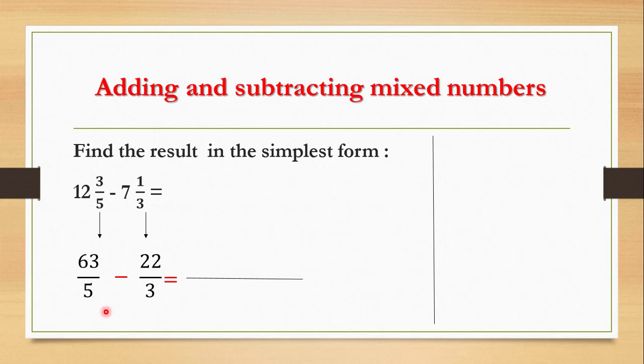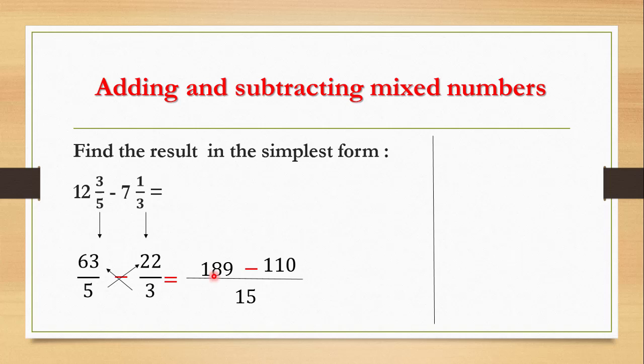So I'll use the denominator of 15. It means that I multiply 63 times 3, because I multiplied 5 times 3 to get 15. 63 times 3 equals 189. 3 times 3 equals 9, and 3 times 6 equals 18. And I multiply 22 by 5, because 3 times 5 equals 15. So also I multiply 5 by 22. The result will be 110. 2 times 5 equals 10, 0 carry 1. 2 times 5 also 10, and 1 is 11.